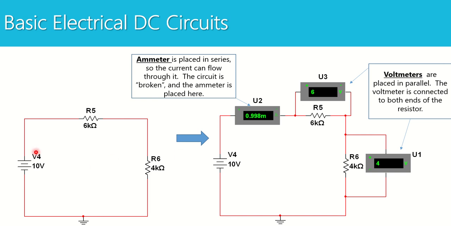So here's the circuit from 3A, that 10-volt source with the 6K and the 4K. And here's my ammeter. It's in series with the circuit, meaning all the current flows through the ammeter before it begins to flow through R1. The circuit has to be broken and the ammeter has to be placed here. Voltmeters are placed in parallel. Notice how they're connected on either side.